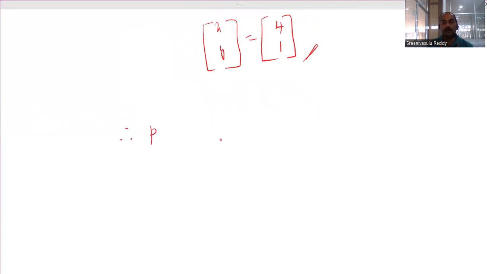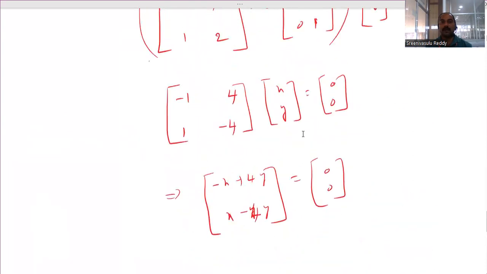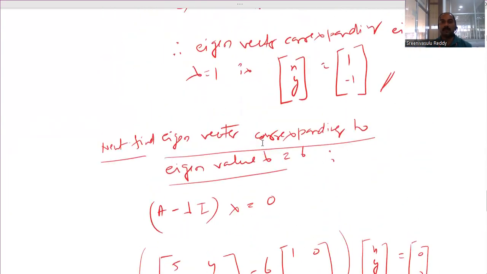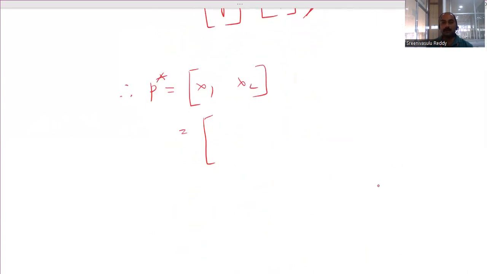Therefore, the matrix P of normalized vectors, not P itself. P is the matrix of eigenvectors, so it is better to indicate this one with P star. The eigenvector corresponding to eigenvalue lambda equal to 1 is (1, minus 1). Already we saw this. And here, (4, 1).